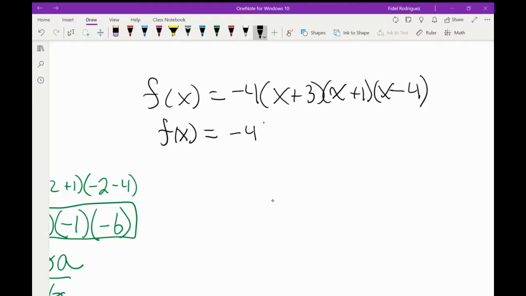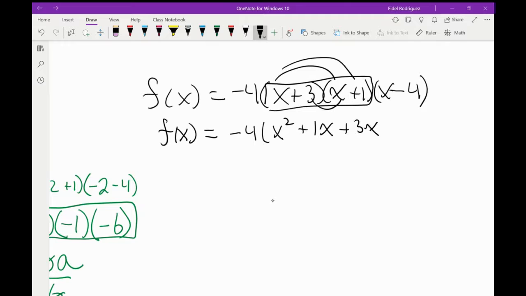All right, so I'm going to go -4. What I'm going to do is go ahead and multiply these together first, okay? So x and x is going to give me an x squared. X times 1 is going to give me a 1x. 3 times x will give me a 3x. And 3 times 1 will give me a 3. And then I'm going to have my x minus 4.